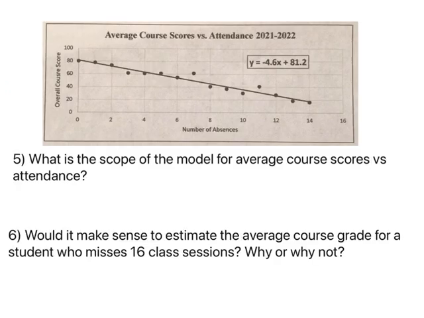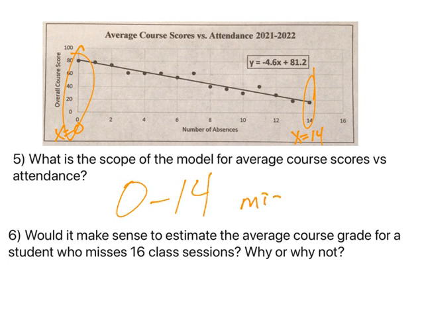So when we look at this, what is the scope of this model? Well, our data here starts when x is 0, and our data ends when x is 14. So we would say our scope is 0 to 14 missed classes, right? The number of absences, because that's where the data is. That's the data that we have. So then we think about, well, what could we estimate? Could you estimate 16 missed classes?